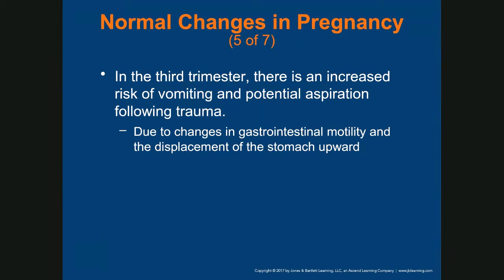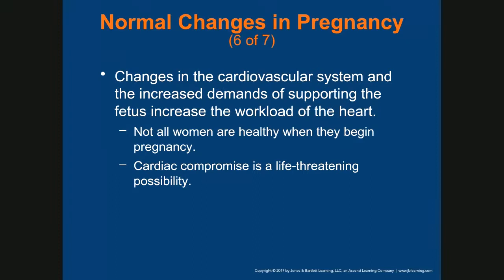All right. Now, in the third trimester, there's an increased risk of vomiting and potential aspiration following trauma due to changes in gastrointestinal motility and displacement of the stomach upward, right? Changes in the cardiovascular system and increased demands of supporting the fetus increase the workload of the heart. Not all women are healthy when they begin pregnancy. Cardiac compromise is a life-threatening possibility, right?